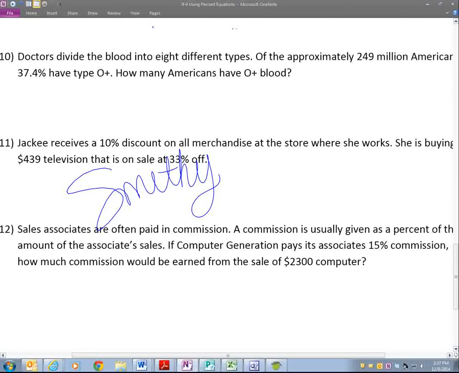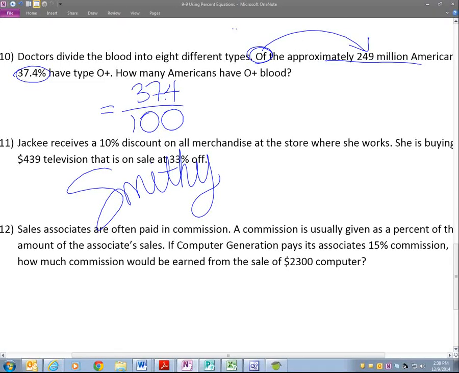Smith. Okay. We have 37.4, so right away I'm going to put 37.4 into the numerator. We have, of the approximately 249 million. We're trying to find how many people have O positive blood.